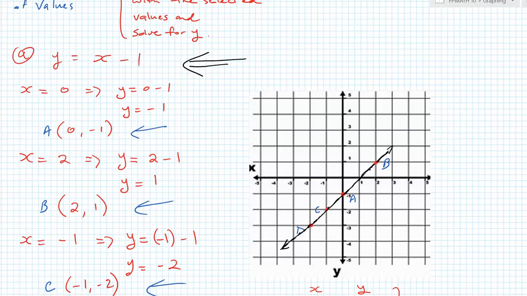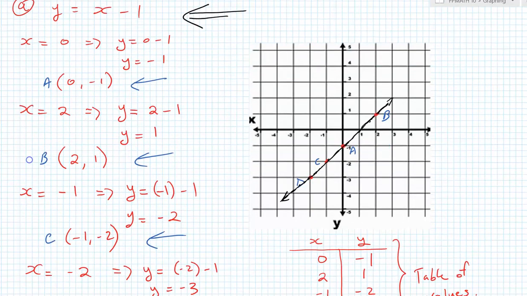So the representation of a relation could be done by equation, could be done by ordered pairs, points, and could be done graphically by line. And that's what you want.